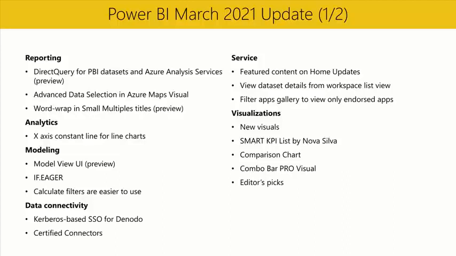In the modeling section, we have a few new updates to the preview of the new Model View UI. We've added an indicator to make it easy to identify limited relationships between different source groups. These relationships have special behavior, which you can learn about in our documentation in the video description below.